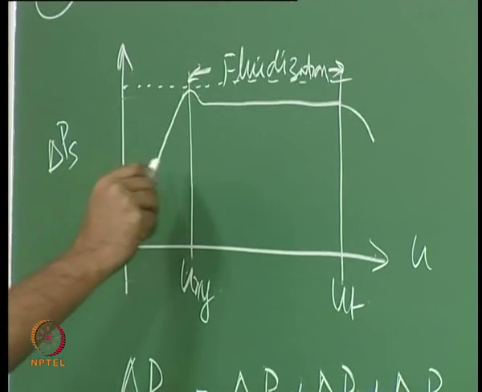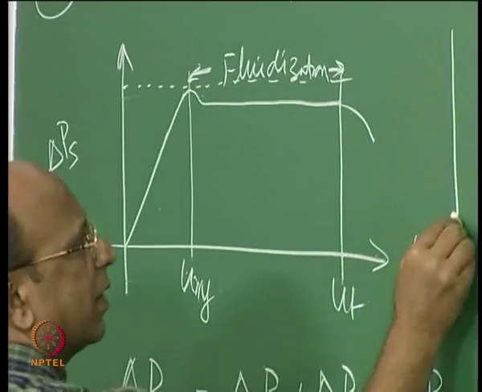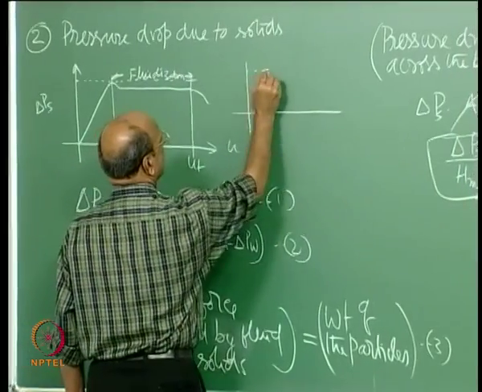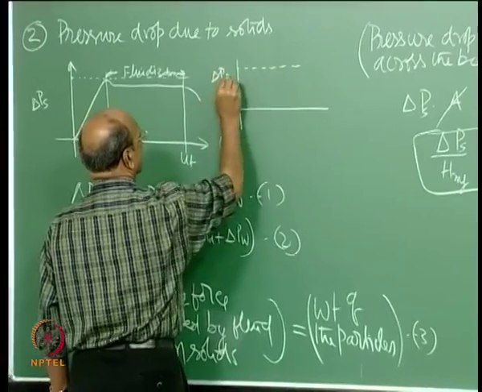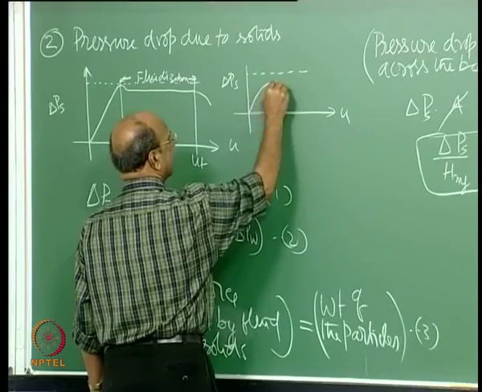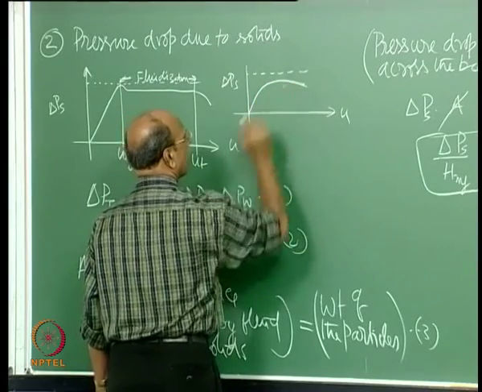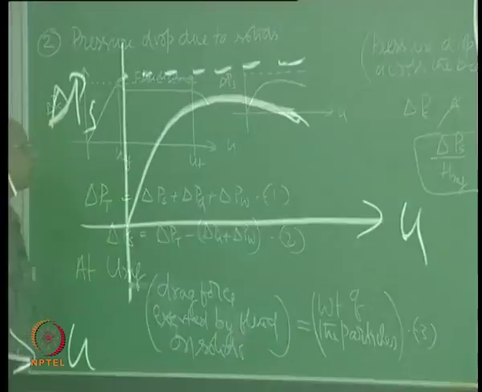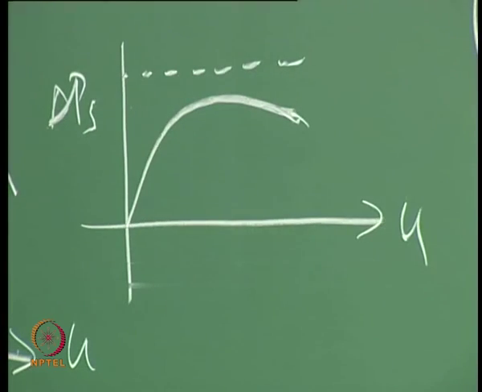If this curve shows me something like this, this is the pressure drop, this is delta P s, this is u. Let me say that I have it like this. What do you say about this graph? Is there anything wrong with the fluidized bed?